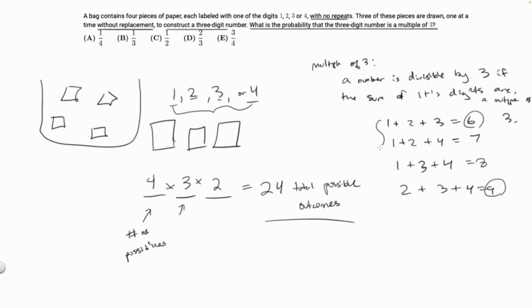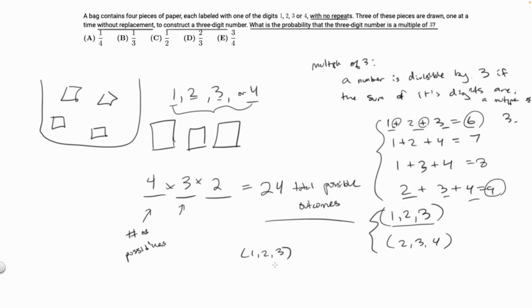So from here, out of the ones we listed, the only possible combinations are going to be 1, 2, and 3, which equals 6, and 2, 3, and 4 also works, which yields a sum divisible by 3. So these are the possible combinations that we have. And to count the number of 3-digit numbers that can be made from these combinations, we can arrange these in any order, since we're adding them, so they can be in any possible order.